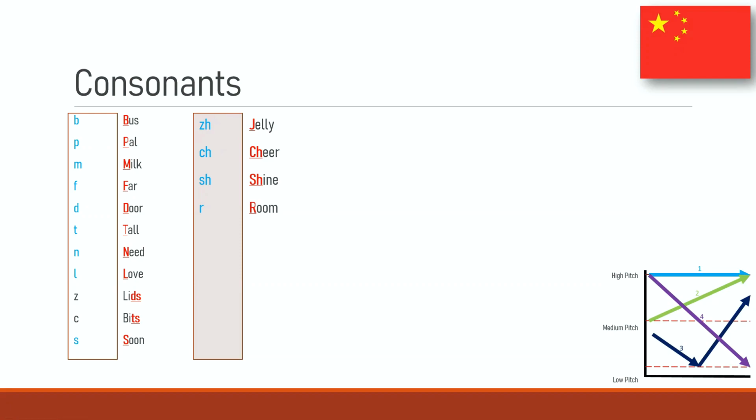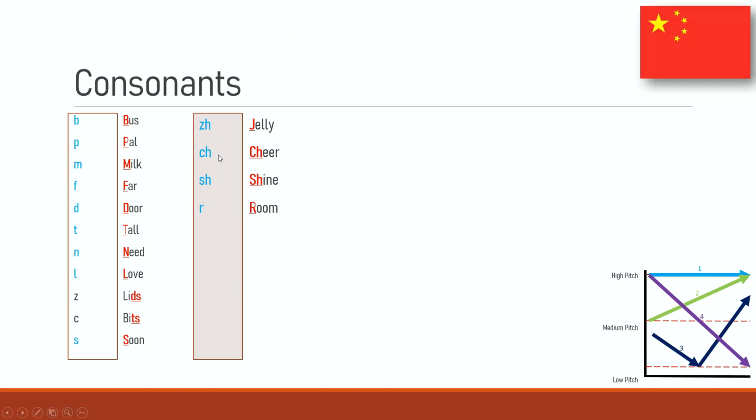So try that. Curl your tongue slightly, with the tip of your tongue touching the top of your mouth, and then pronounce the J as you normally would. So J, J, J. Let's try saying jelly with the curled tongue.